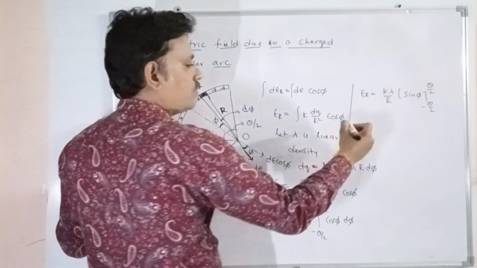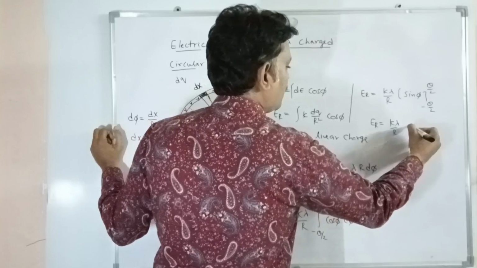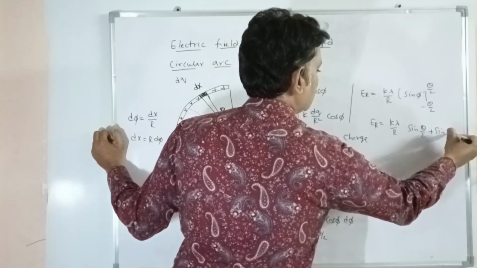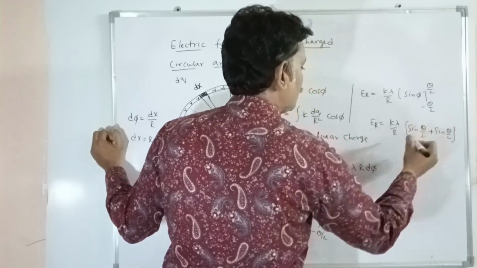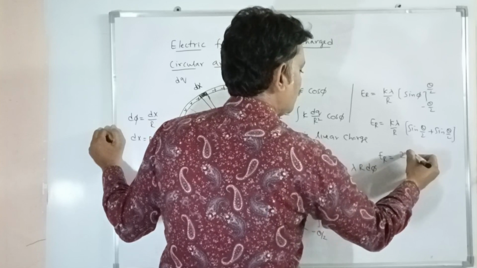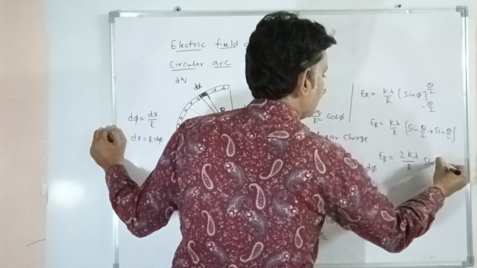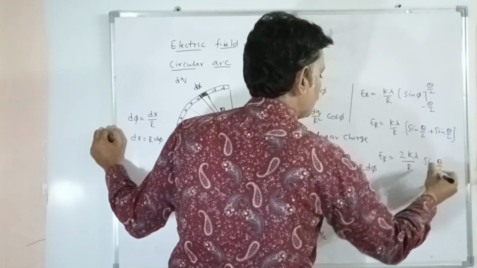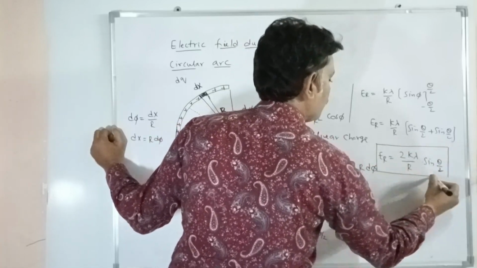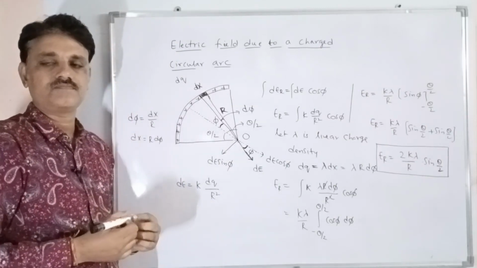So if you substitute, the resultant electric field is equal to k lambda by r into sin theta by 2 minus of minus sin theta by 2. So the resultant electric field is 2k lambda by r into sin theta by 2. This is the resultant electric field due to the charged circular arc.